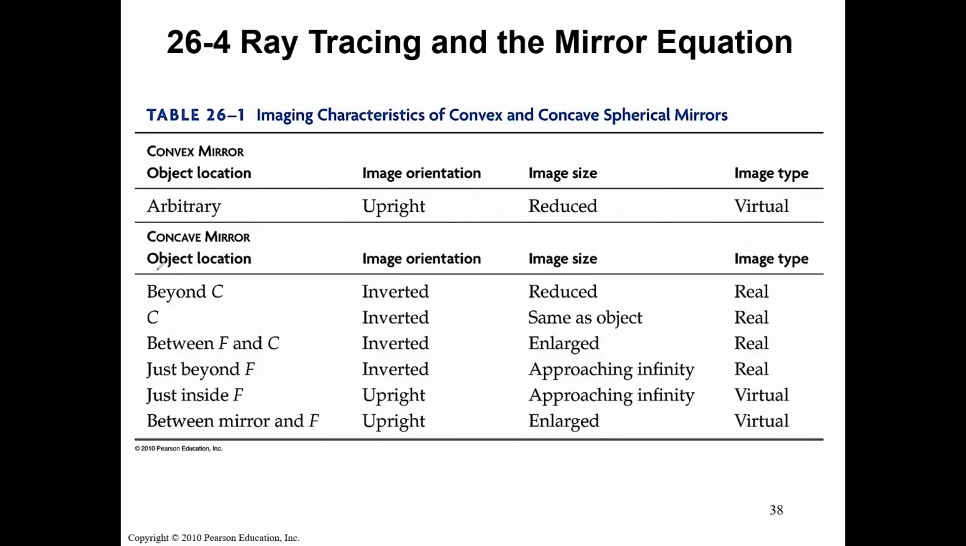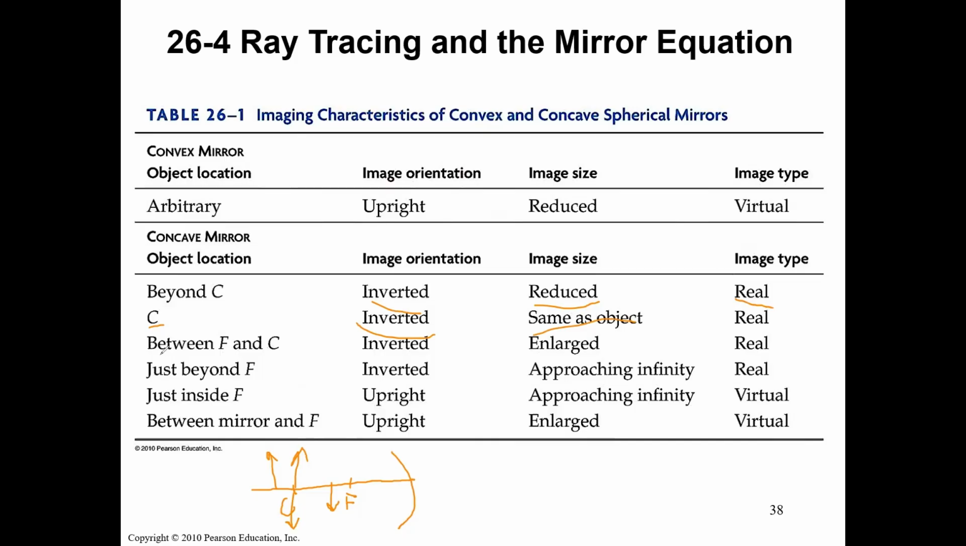And for the concave mirror, the situation is more complicated. If you put the object beyond C, you will have an inverted image. You have an object here and an image here. The size is reduced, but it is a real image because the light ray actually goes through the image. If you put the object on C, you still have an inverted image, but the size is exactly the same as the object.